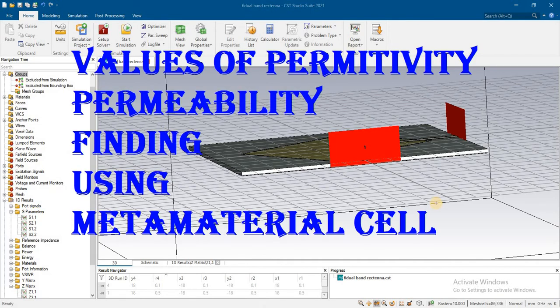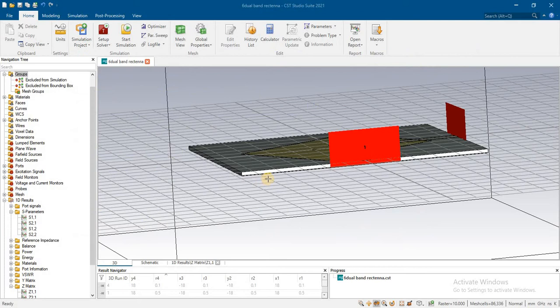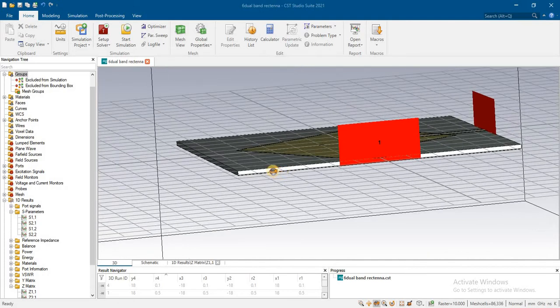Let's see how we can find the real and imaginary values, the actual values, of permittivity and permeability of unit cells that we are going to use as a metamaterial cell. First, we are seeing how to find the impedance, resistance, and reactance of the design.